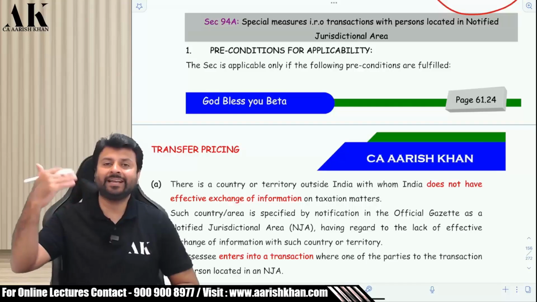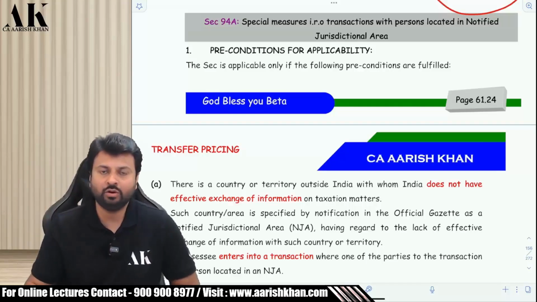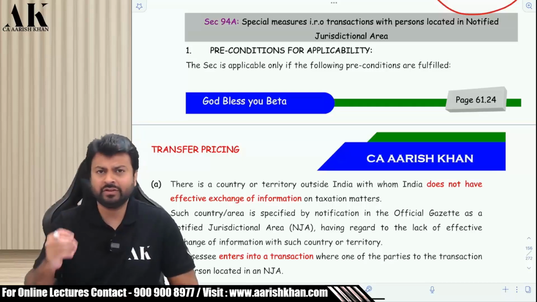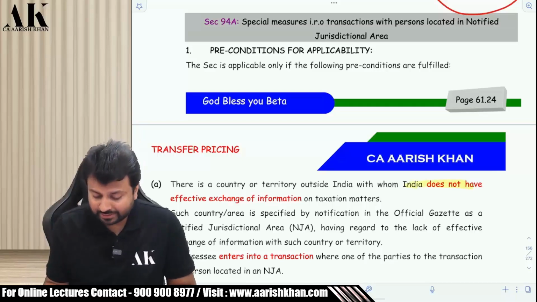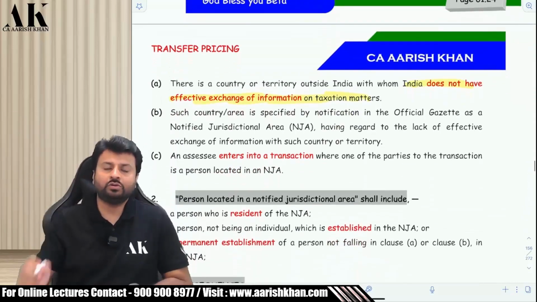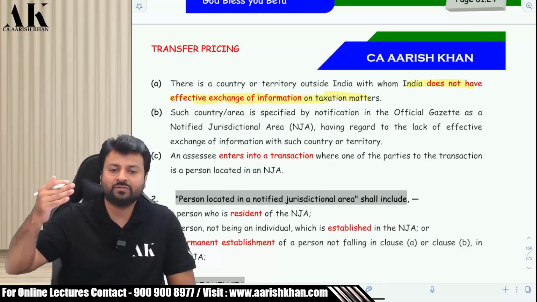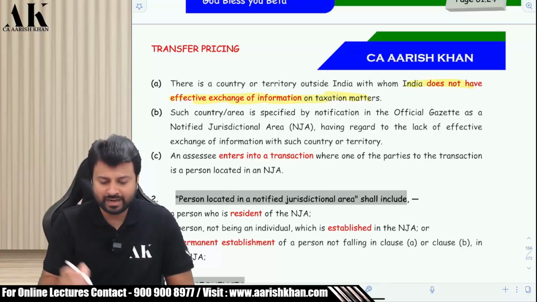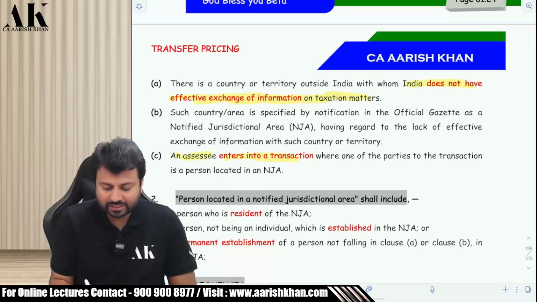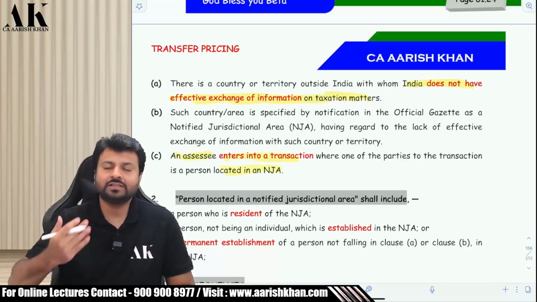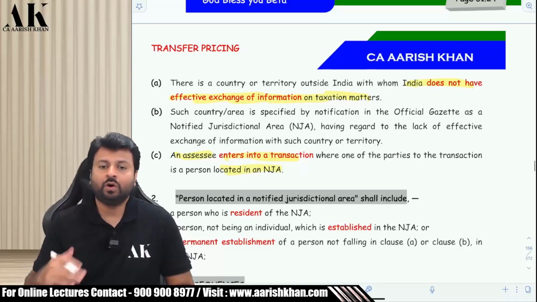Now, which territory can be treated as an NJA, notified jurisdictional area? That the government of India will notify. Which country? That country with which India does not have effective exchange of information on tax matters. All those countries who do not share information with us on tax matters, India can declare that country as notified jurisdictional area, and for an assessee who enters into a transaction with that person, there will be some strict provisions. So the first thing we need to identify is what is an NJA?